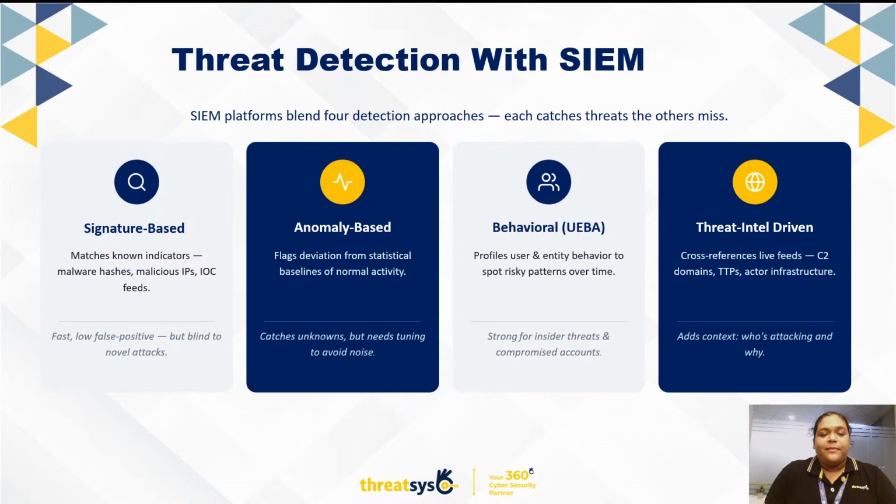It works by matching activity against known indicators of malicious activity, such as malware hashes, malicious IP addresses, or other indicators of compromise. This approach is generally fast and effective when the threat is already known. However, it can be less effective against new or previously unknown threats where no known signature is available.